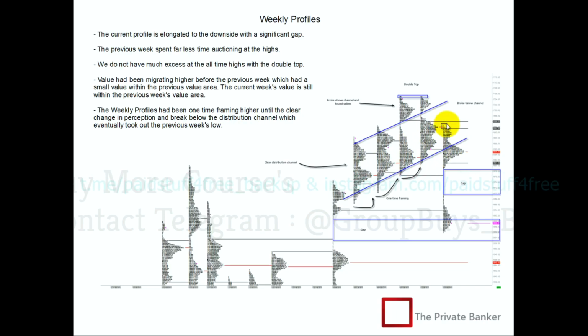And lastly, the weekly profiles had been one time framing higher until a clear change in perception and the break below the distribution channel, which eventually took out the previous week's low, so the pullback we see here. So what I've drawn is based on the distributions of these profiles. We can clearly see that there is somewhat of a channel forming. And on this profile here, this particular week, we actually broke above it.